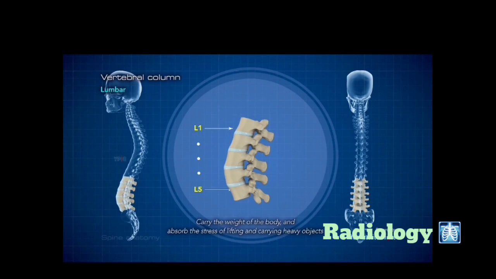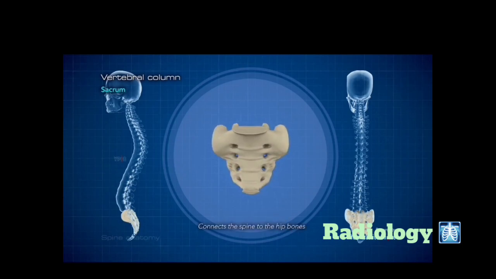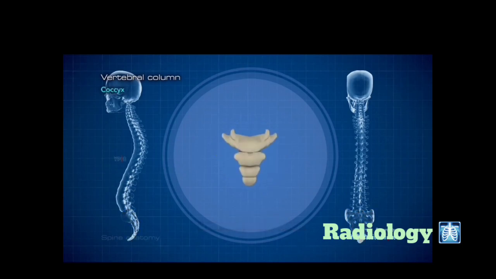Sacrum. The sacrum is a single bone, formed by the fusion of 5 sacral vertebrae together. It connects the spine to the hip bones. Coccyx, also called the tailbone, the coccyx is formed from the fusion of 4 bones and provides attachment for muscles and ligaments to the pelvic floor.